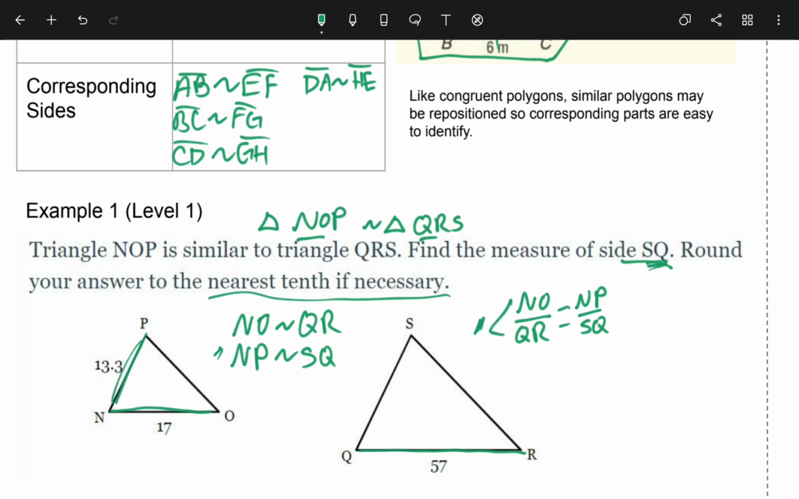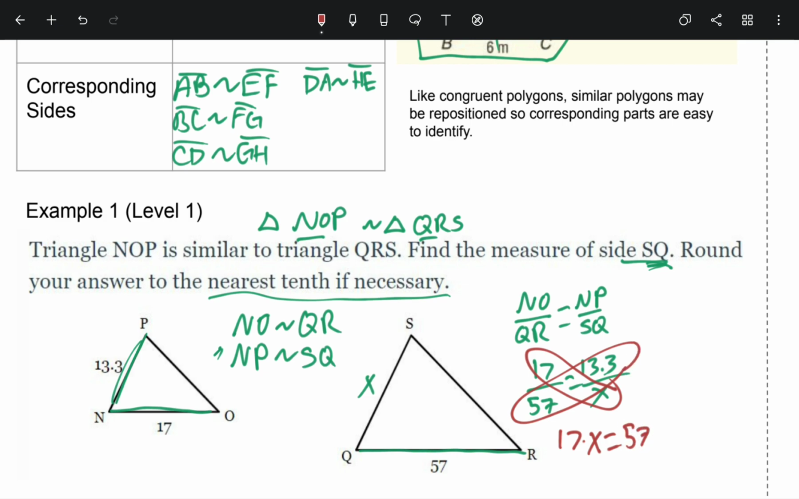So this is one pair of corresponding sides, this is another. Now I'm going to plug in my known values. So NO is 17, divided by QR, which is 57, equals NP, which is 13.3, over SQ, which I'm going to call X. Now we can cross multiply. So we get 17 times X equals 57 times 13.3.